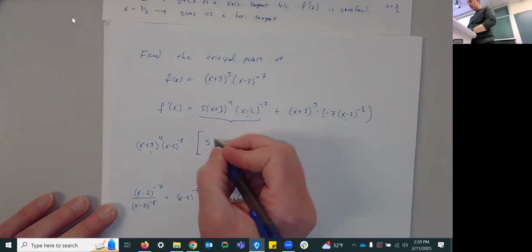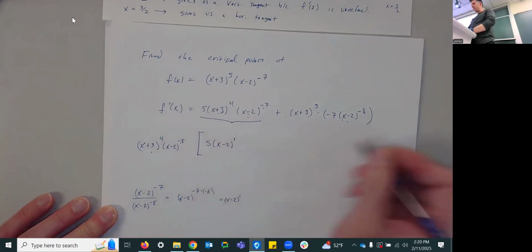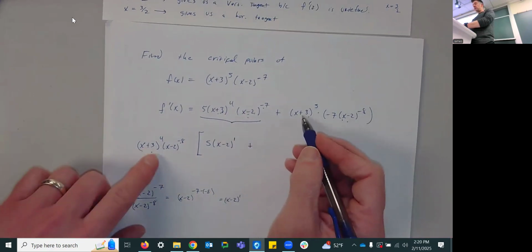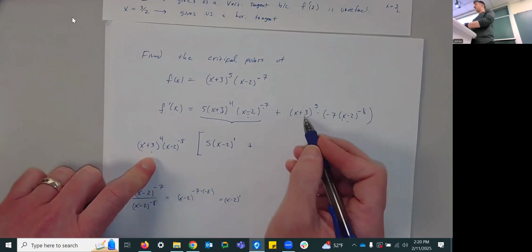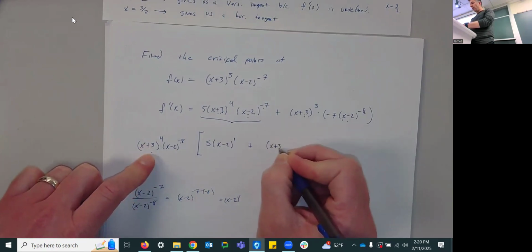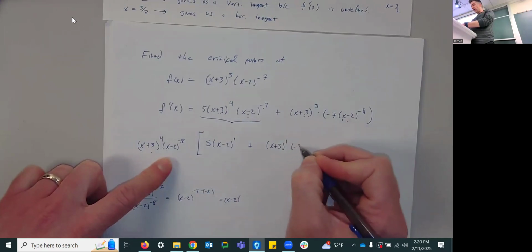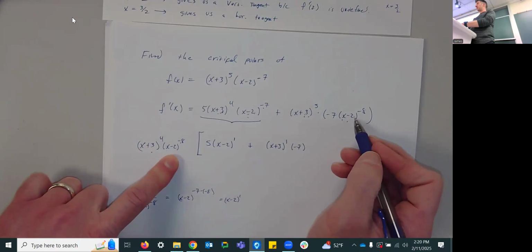So here you have an x minus 2 to the 1st. Same deal over here. We divided x plus 3 to the 5th by x plus 3 to the 4th, and we're left with x plus 3 to the 1. And we have a -7 as well. And you won't have any x minus 2s because they all went away.